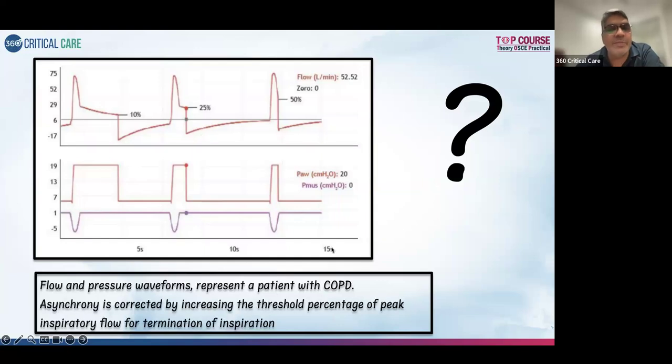So the flow and pressure waveform represents a COPD patient. Asynchrony is corrected by increasing the threshold percentage of peak inspiratory flow for termination of inspiration, increased from 10% to 25 to 50%.